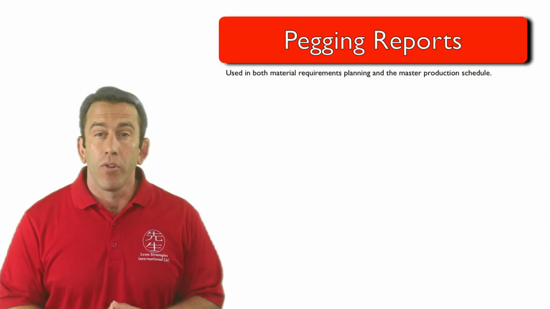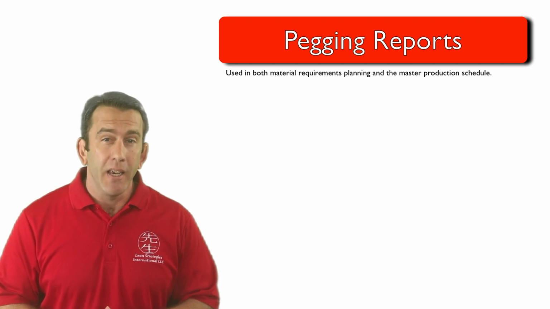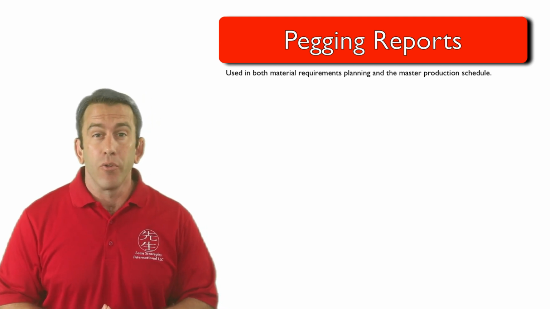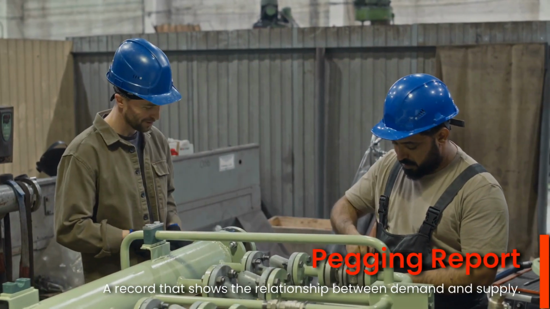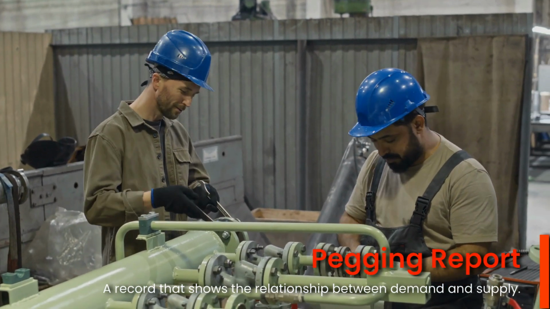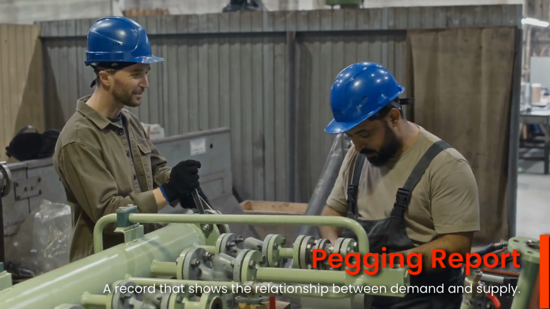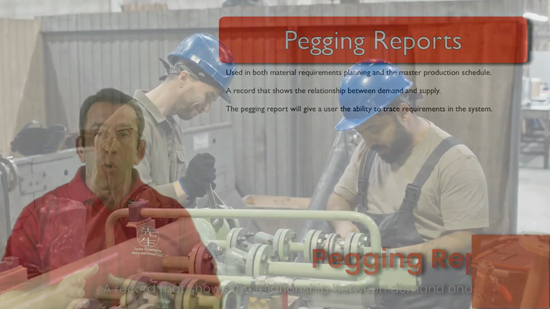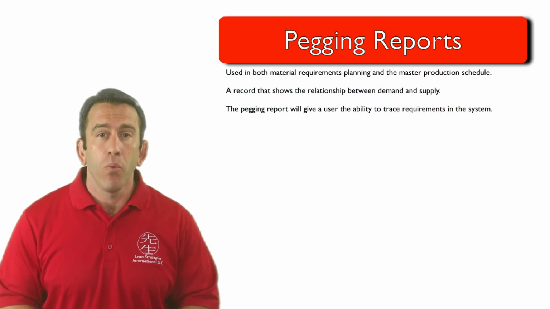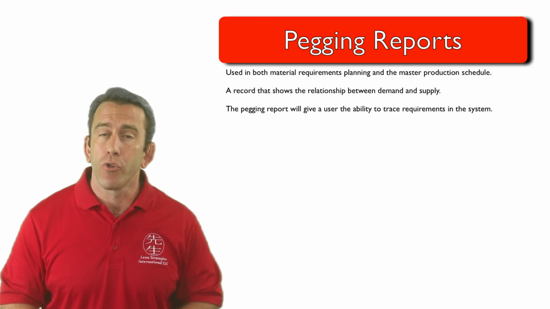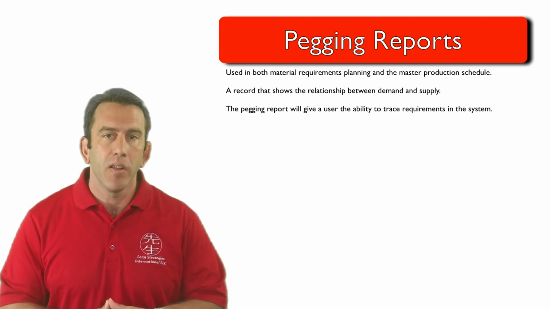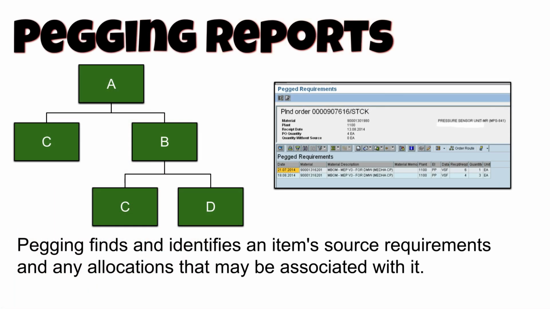Pegging reports are used in both material requirements planning and the master production schedule. In manufacturing, a pegging report is a record that shows the relationship between demand and supply. Even more specifically, the pegging report will give a user the ability to trace requirements in the system. In other words, pegging finds and identifies an item's source requirements and any allocations that may be associated with it.